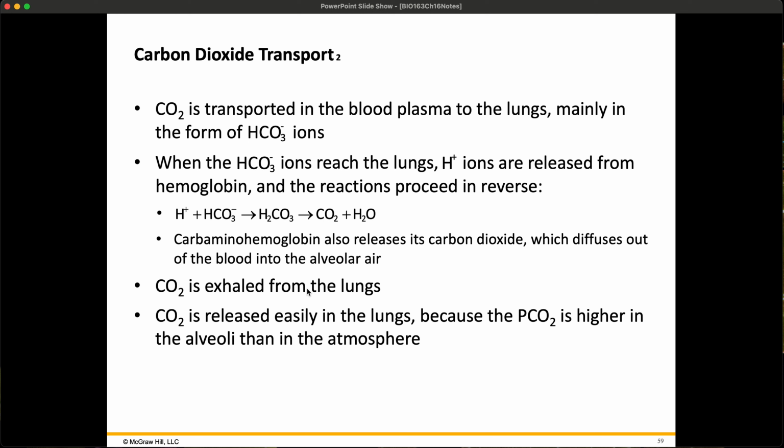Again, CO2 is exhaled from the lungs. It's released easily because PCO2 is higher in the alveoli than in the atmosphere. Your body is going to be naturally producing that CO2, increasing those concentrations. And since CO2 in the air is typically much lower than that in the body, it easily exhales out.